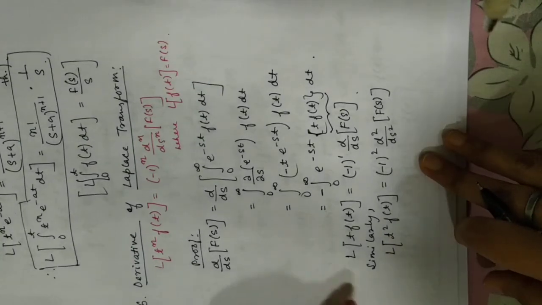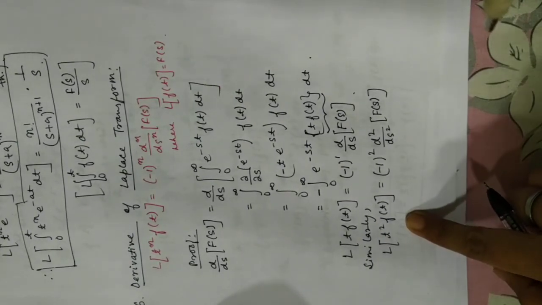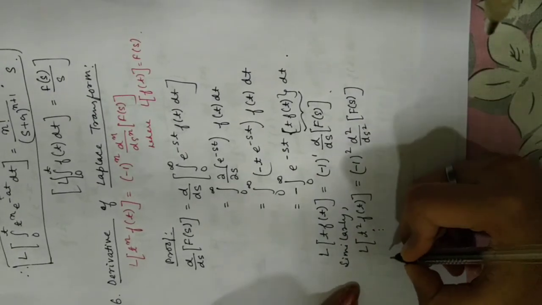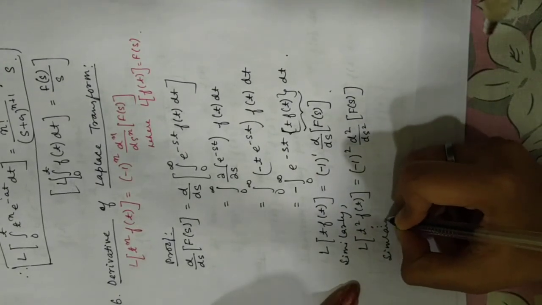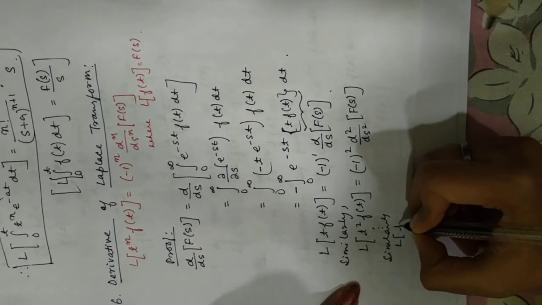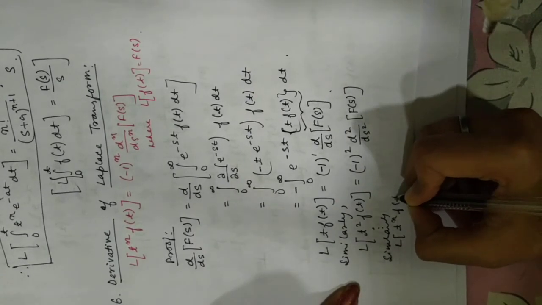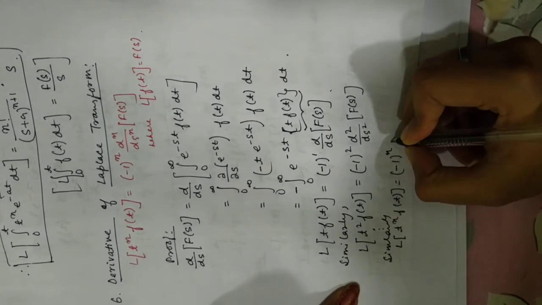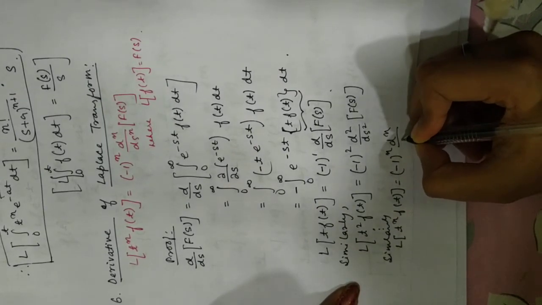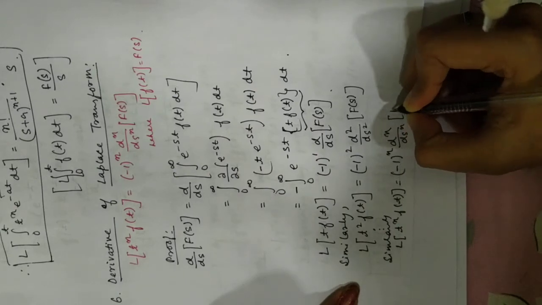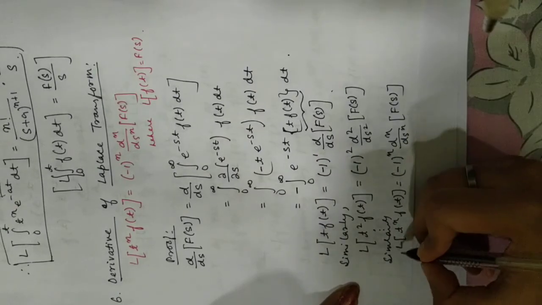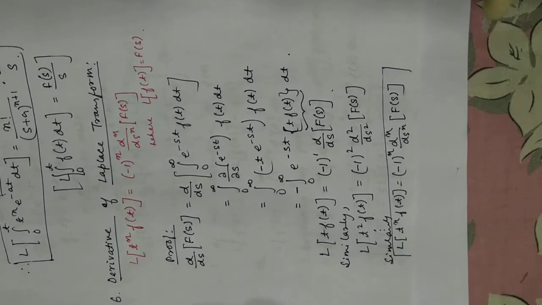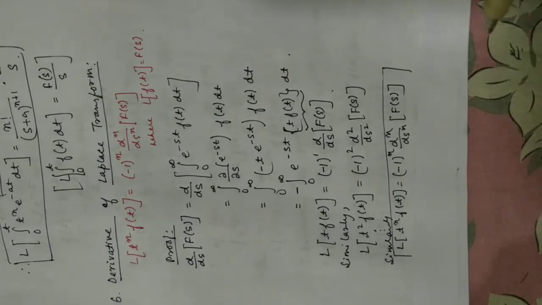So if you do the same steps for the second order derivative, you will find this ends up to this. So we can draw the conclusion that similarly the Laplace transform of t to the power n f(t) is equal to minus 1 to the power n dn/dsn of F(s). So we have proved what we wanted to prove, right?